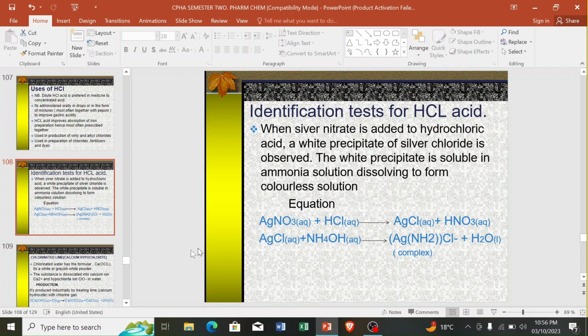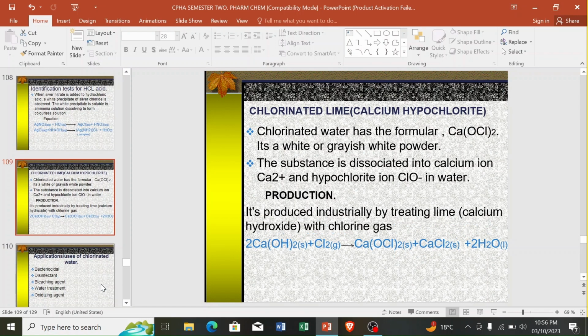This marks the end of hydrogen halide compound. We want to look at a new compound, and that is chlorinated lime. All right, so we have chlorinated lime, or another name for it, we call it calcium hypochlorite. Chlorinated lime has a formula, and this is the formula. It is a white or grayish white powder. The substance is dissociated into calcium ions and then hypochlorite ions in water.